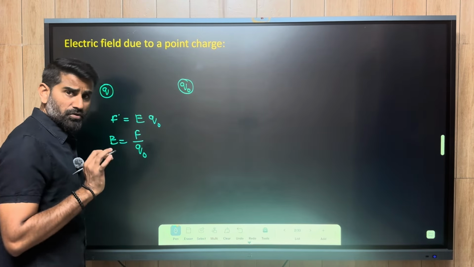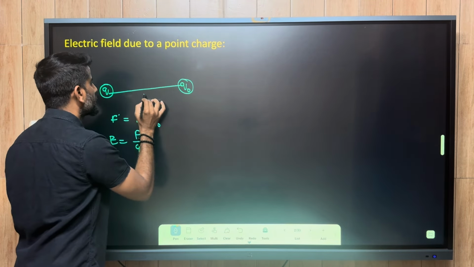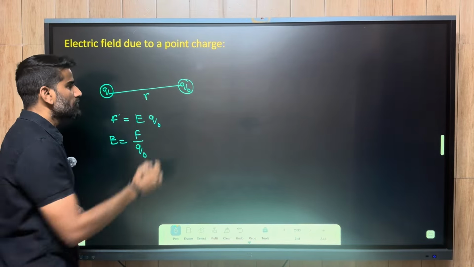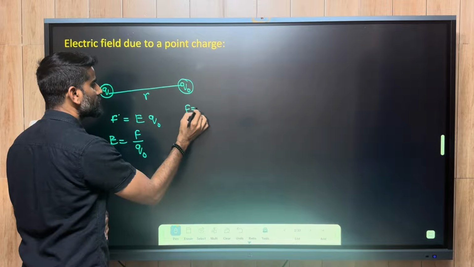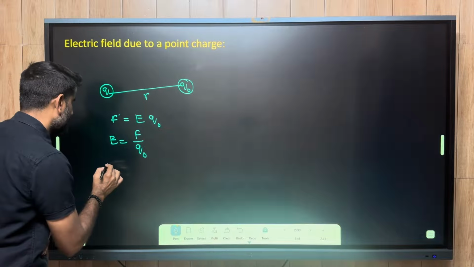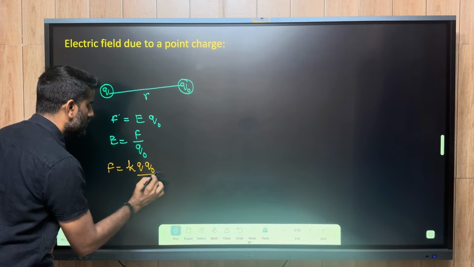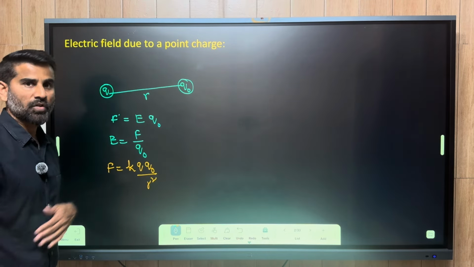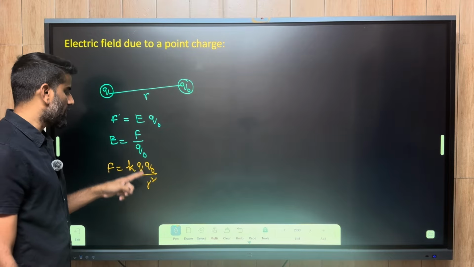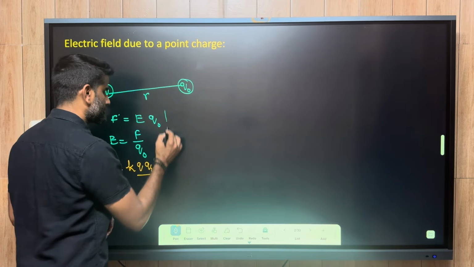Now let us suppose I kept this Q naught charge at a distance R from the first charge. Now the force between these two is F is equal to K Q Q naught upon R square, from Coulomb's law. Now I can replace F with this expression. Now let's see what I am getting.